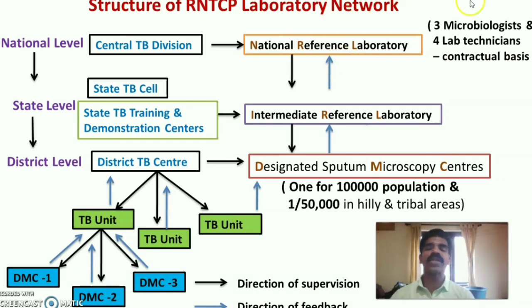Thus, for external quality assessment, at national level we have a national reference laboratory, at state level intermediate reference laboratories, and at district level designated sputum microscopy centers, to render quality assured microscopy services for the early detection of multi-drug resistant TB and extensively drug resistant TB cases, that is MDR TB and XDR TB. This is about the structure of the RNTCP laboratory network in India. Let us discuss in short the national reference laboratory, intermediate reference laboratory, and designated sputum microscopy centers.